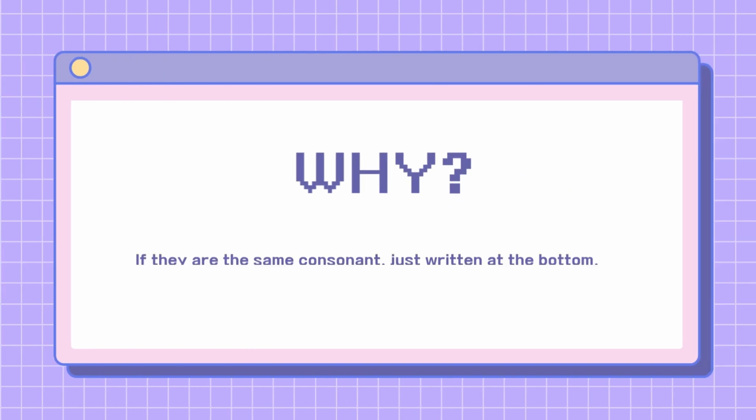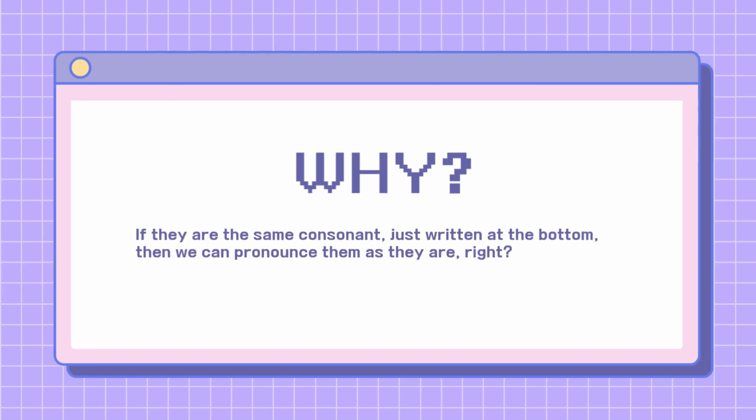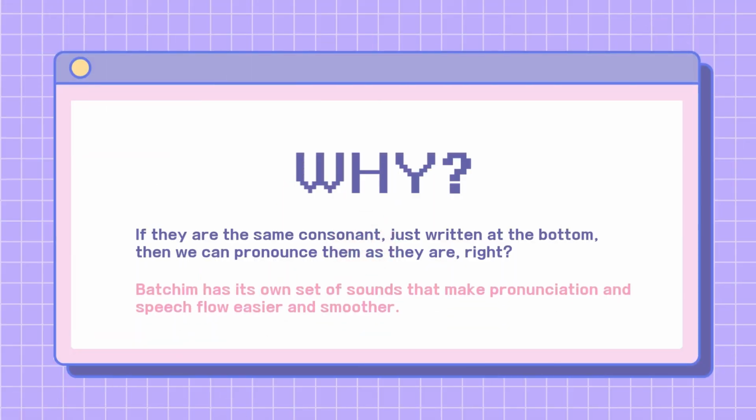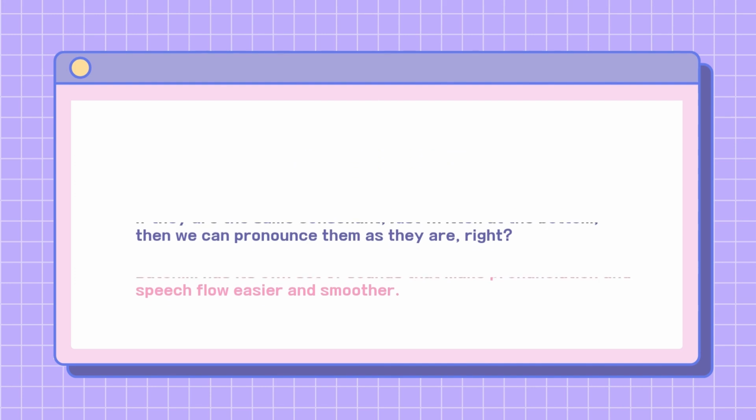Now you might ask, why are we learning these rules? If they are the same consonants just written at the bottom, then we can pronounce them as they are, right? Wrong. Batchim has its own set of sounds to make pronunciation and speech flow easier and smoother. Now that we have learned why we do this, let's learn how to do it.